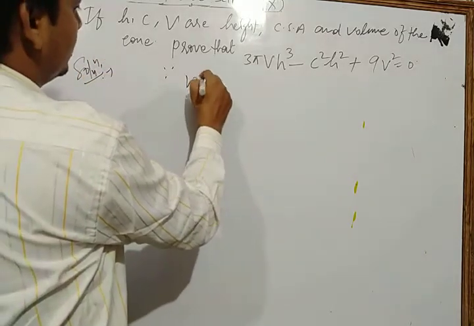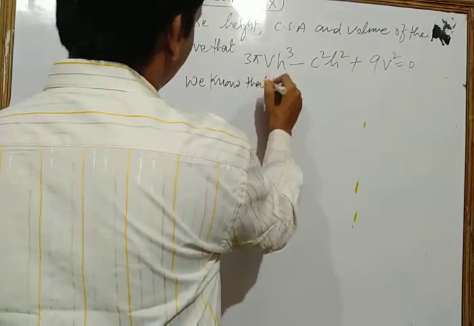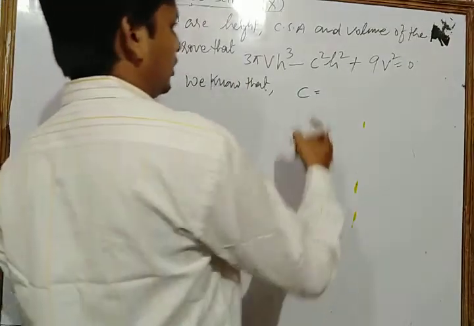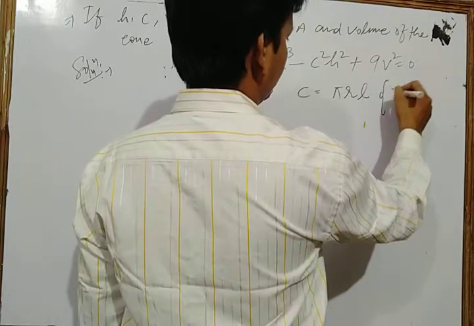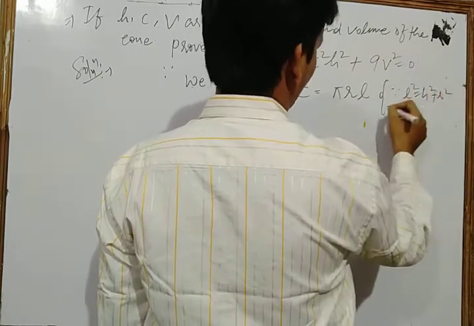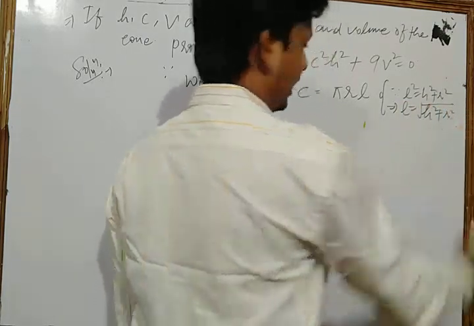Since we know that the curved surface area of cone is pi r l, and the relation is L square is equal to H square plus R square. So the value of L is equal to the square root of H square plus R square.